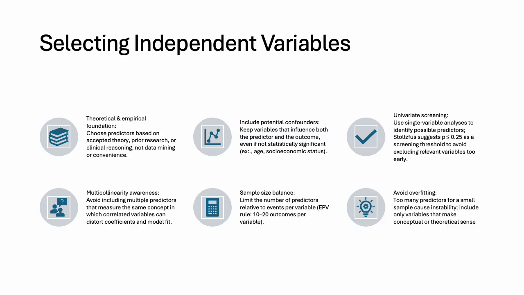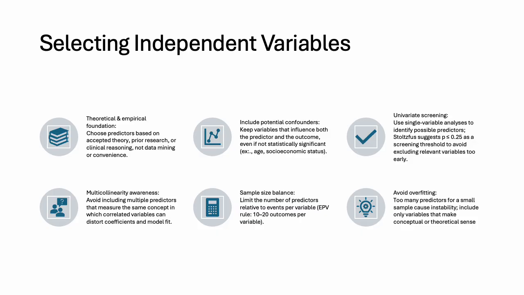So when selecting independent variables, it's emphasized that choices should come from theory and prior evidence, not just what is statistically significant. We want predictors grounded in accepted research or clinical reasoning. Secondly, we need to include potential confounders like age or socioeconomic status, even if they're not significant, because they help control bias and give a clear picture of what's really influencing the outcome. Next is univariate screening, where each variable is tested individually first, and Hosmer and Lemeshow suggested using a relaxed cutoff of p less than 0.25 so we don't exclude something that could matter later in the model.